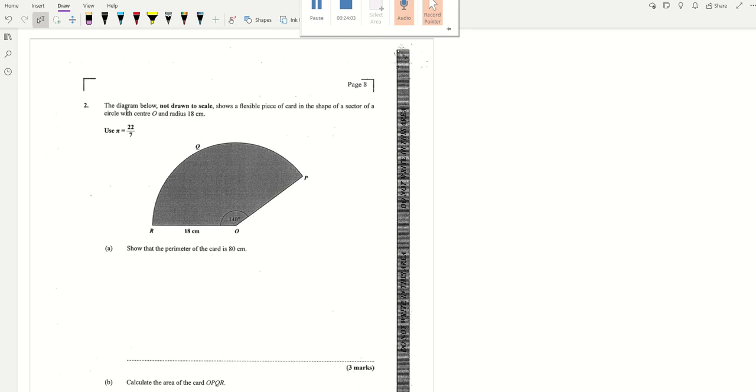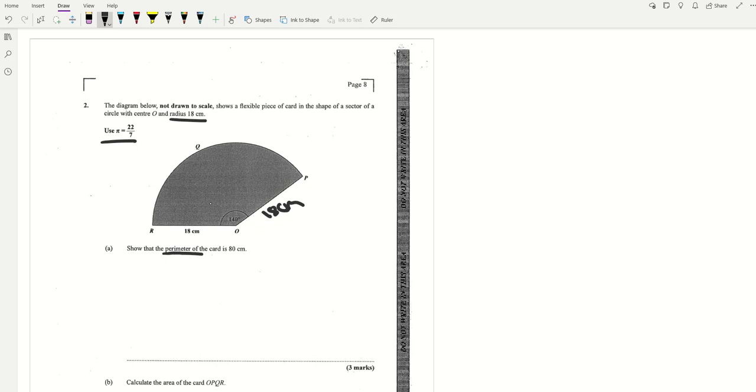Let's do this now. Number 2: the diagram below, not drawn to scale, shows a flexible piece of card in the shape of a sector of a circle with center O. So this is the center, so O to R is 18, so O to P is also 18 centimeters. They told you that the angle here is 140. Pi is equal to 22 over 7, right? So radius is 18, pi is equal to 22 over 7. Show that the perimeter of the card is 80 centimeters.